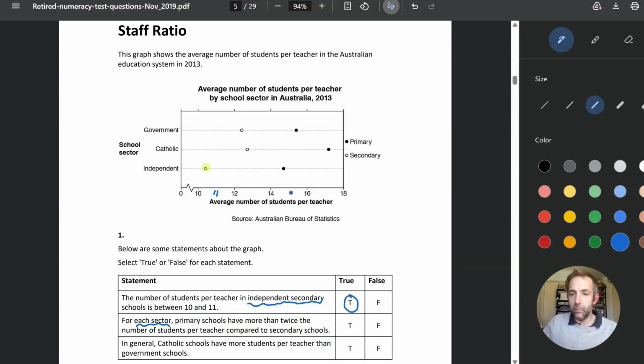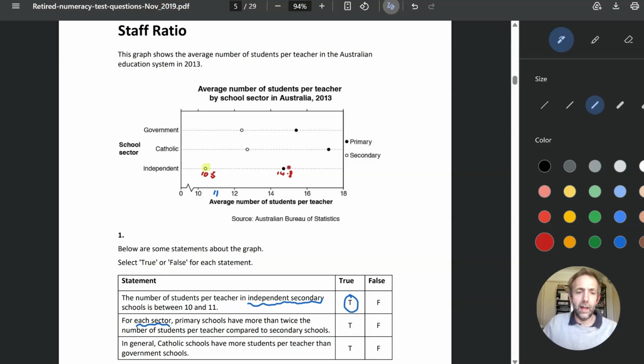So let's maybe try and put some rough numbers on each of these so we can compare. So this one we said was roughly 10 and a bit, so 10.5. And that's the independent primary. The independent secondary, that looks like it's quite close to 15. So we'll say 14 and a bit there, so maybe 14.8. So primary schools have more than twice the number of students per teacher compared to secondary school.